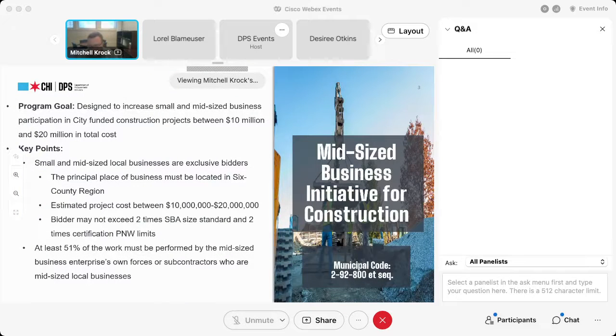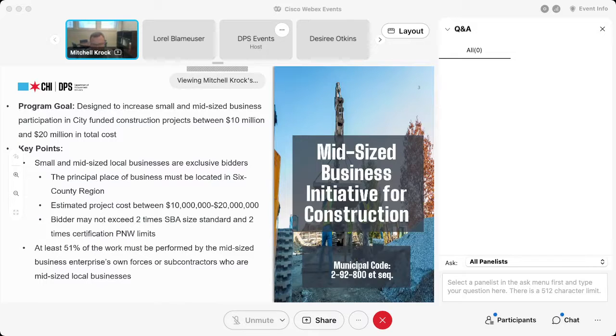Transitioning to the Mid-sized Business Initiative for Construction. Again, this is a slight change in 2022. I will certainly go over that. This program is designed to increase opportunities for small and mid-sized businesses on city-funded construction projects. It is between 10 million and 20 million in total cost. Small and mid-sized local businesses are the exclusive bidders. As with the Small Business Initiative program, the principal place of business must be in the 6-county region, and the bidder may not exceed 2 times the SBA size standard, and the owner may not exceed 2 times the personal net worth limits. And again, at least 51% of the work must be performed by mid-sized business enterprises or by subcontractors who also qualify as mid-sized local businesses.